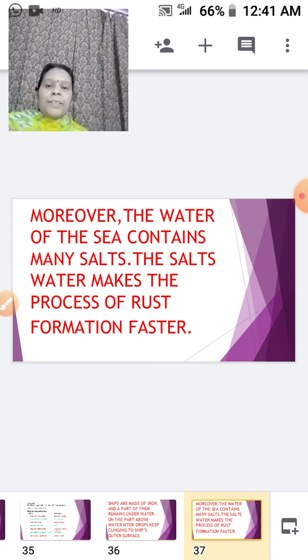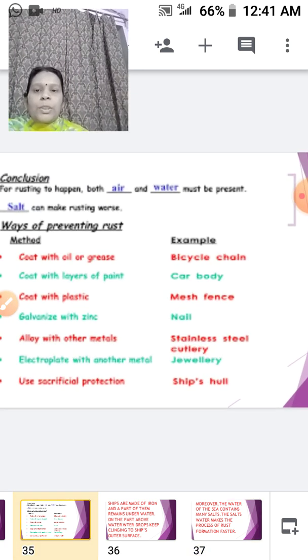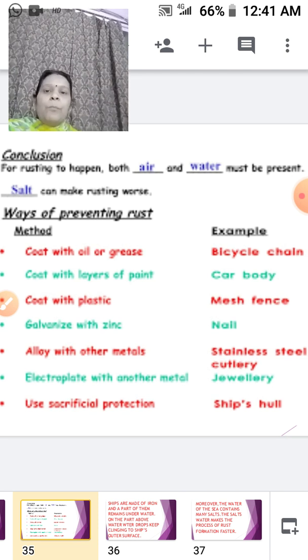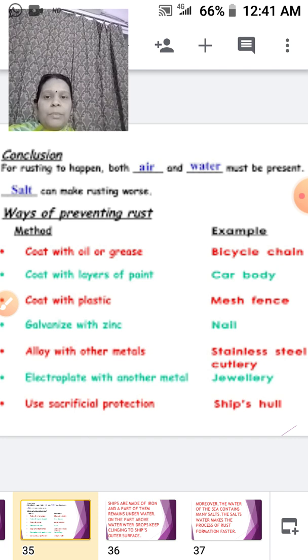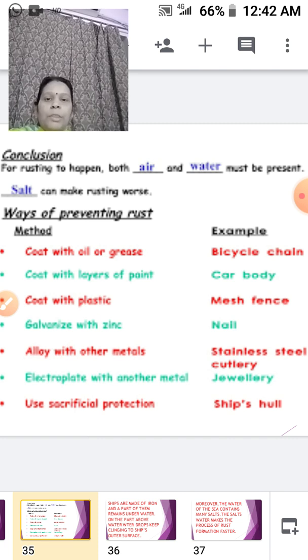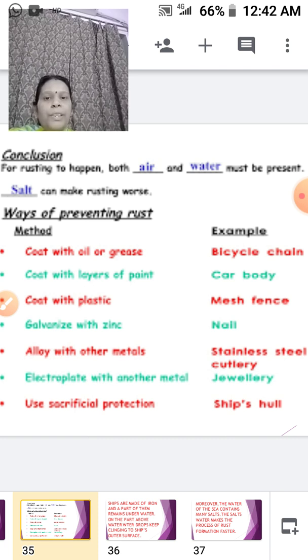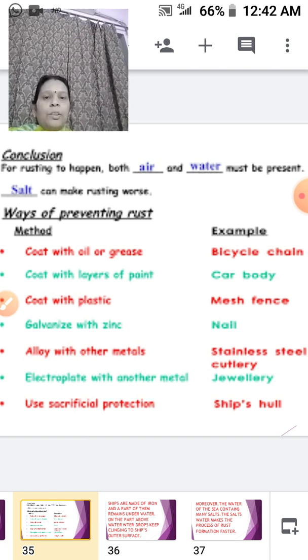As I said, acid plays a very important role. So for the process of corrosion, here we can say there are a few preventive measures and examples which I got for you. Coat with a layer of paint. Okay, so here we are doing it for many of the bodies of your vehicles, that is cars and many other appliances. Coating with oil or grease is done in your bicycles, in your bikes, etc. Galvanizing with zinc is done in your nails, in your buckets, etc.